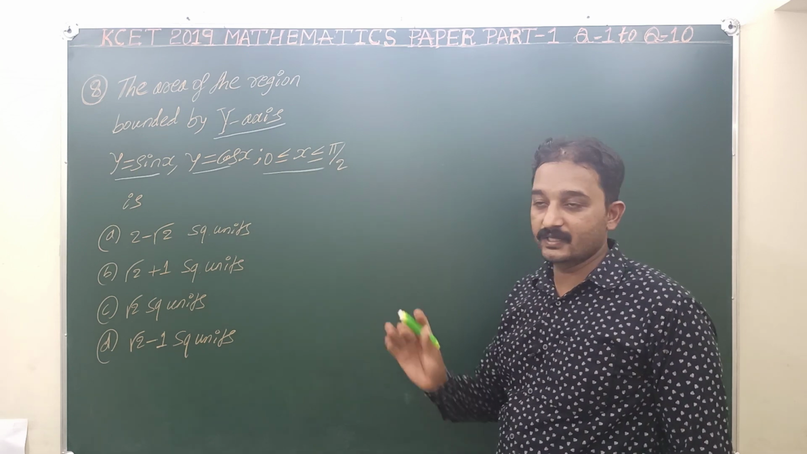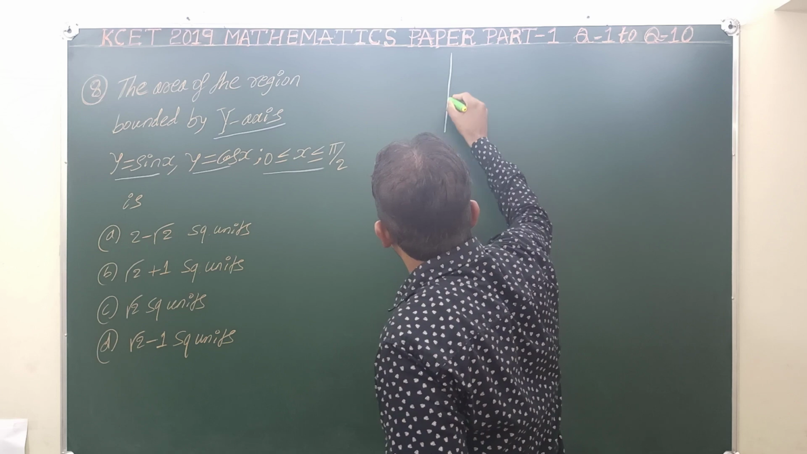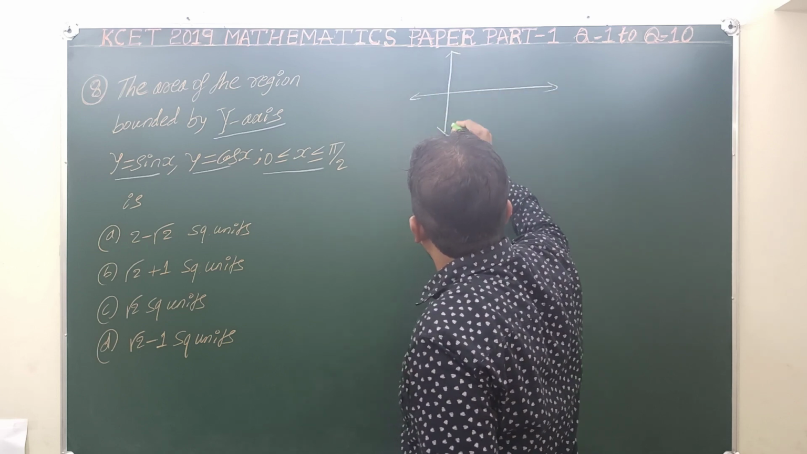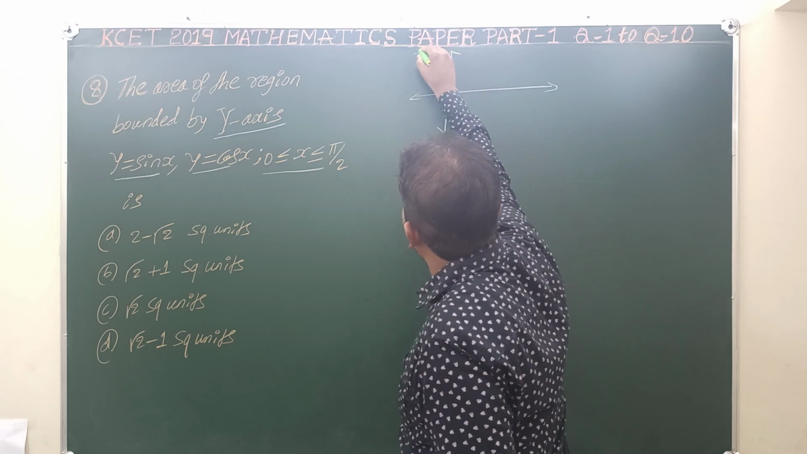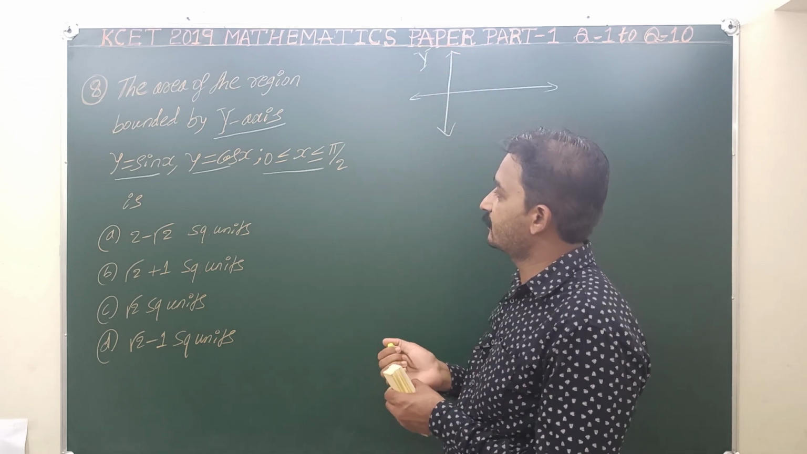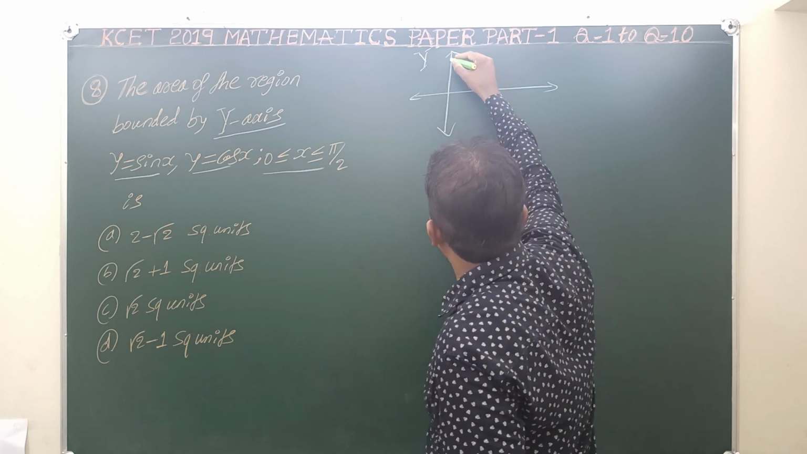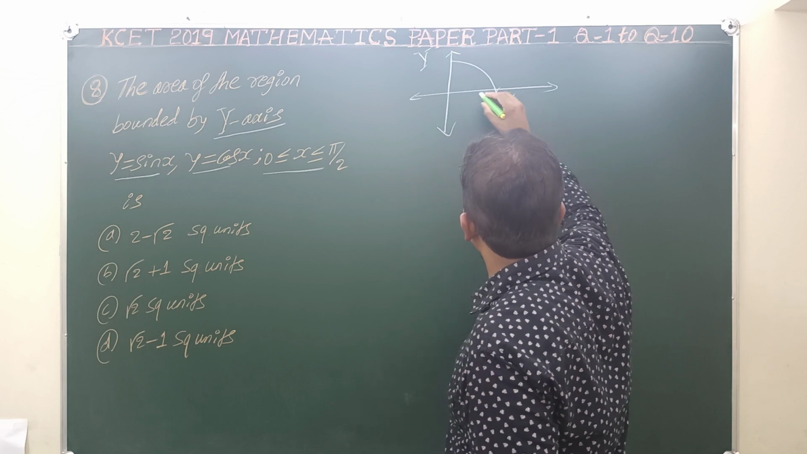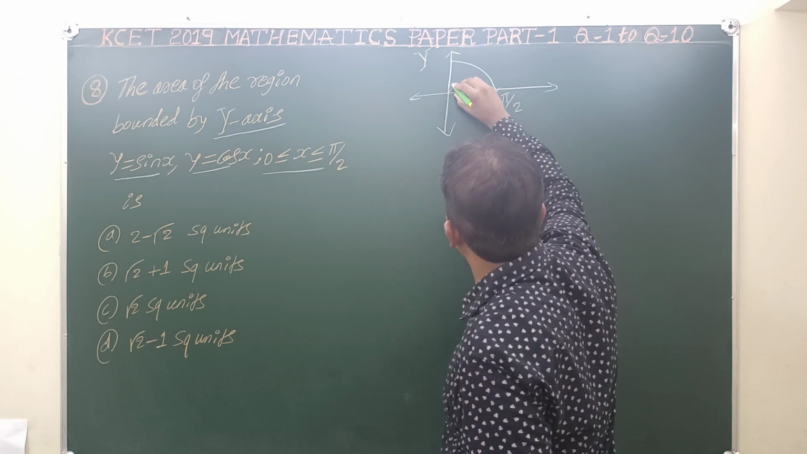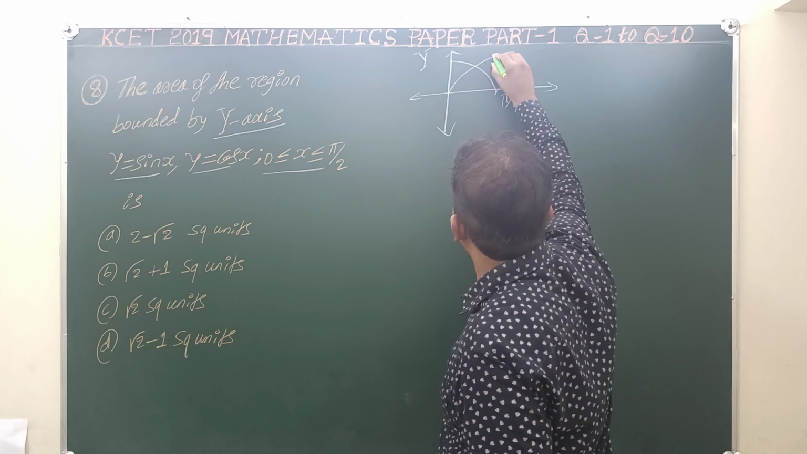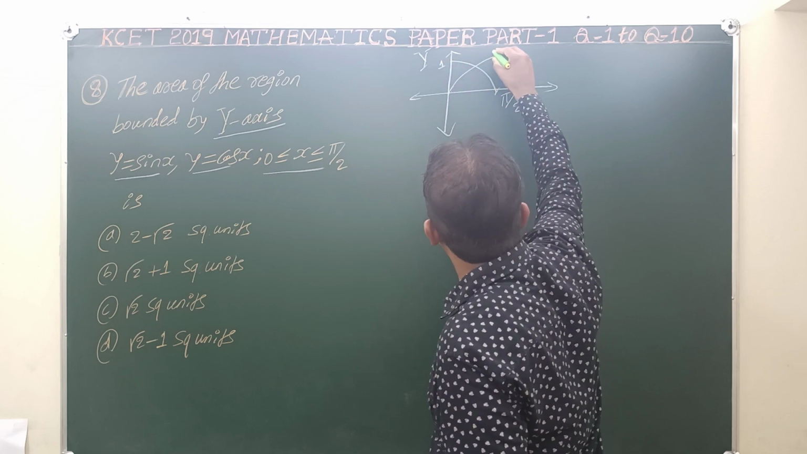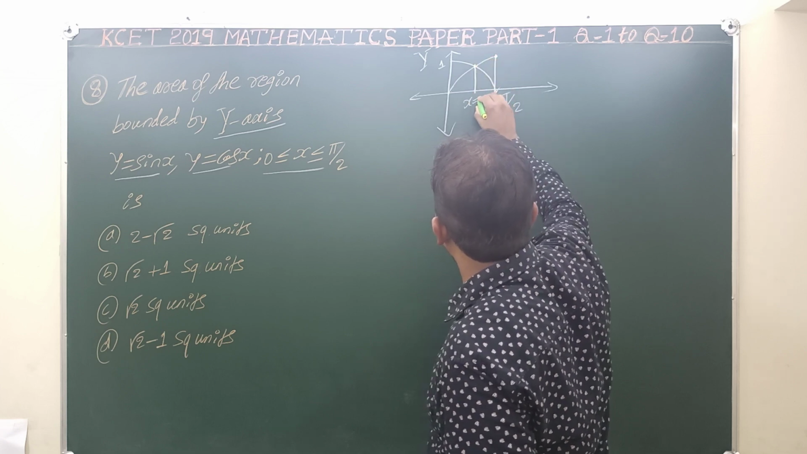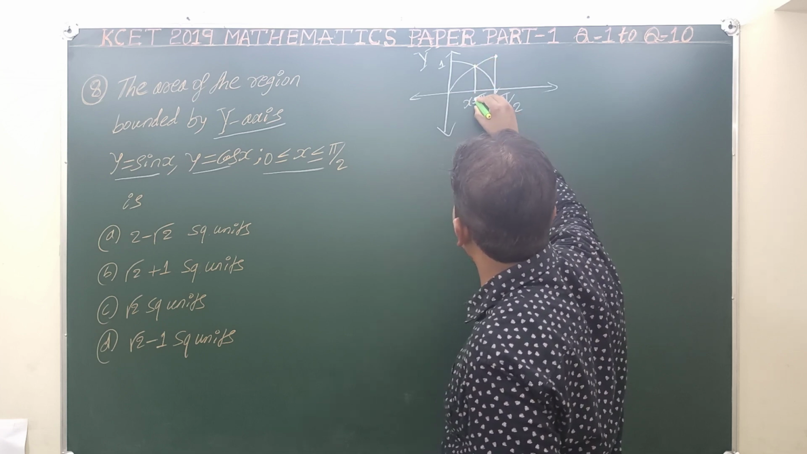Draw the rough figure of this question. In this case we can easily find the answer using this graph. So this is the y-axis, and draw the graphs of cos x and sin x from 0 to pi by 2. cos 0 is 1 and cos of pi by 2 becomes 0. sin 0 is 0 and sin of pi by 2 is 1. So both curves cut at the point x equals pi by 4. At x equals pi by 4, both are equal.